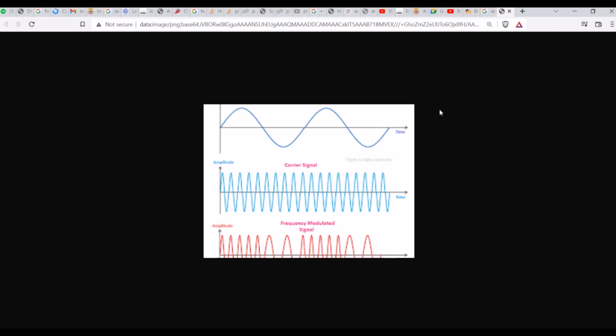This is the analog. Analogs have this amplitude and the frequency.